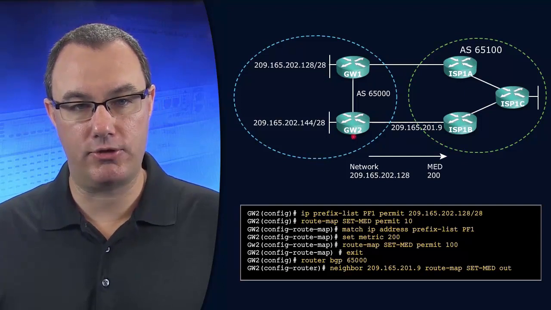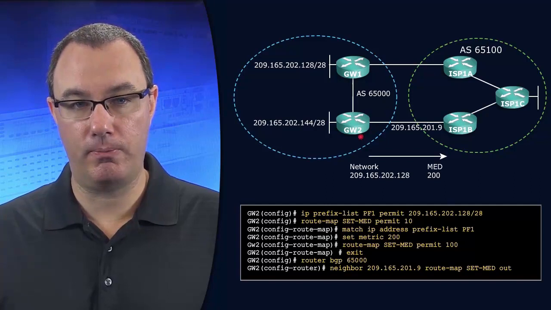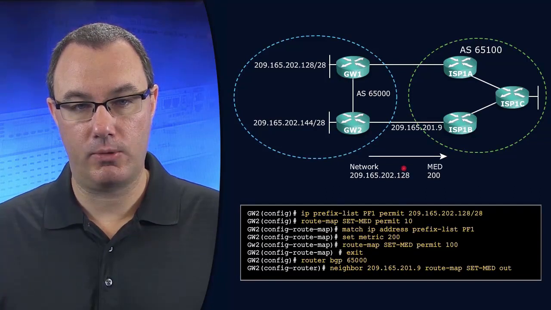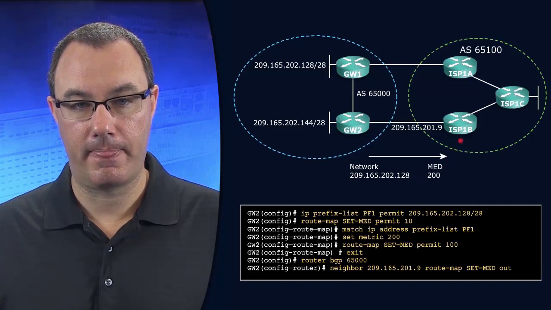So what I want to do is this. I want to go to Gateway 2, and I want to bump up and devalue the metric for the 128 network. So the default is 0. So I'm going to bump it up by 200, which is going to be devalued. Let's see how to do that.